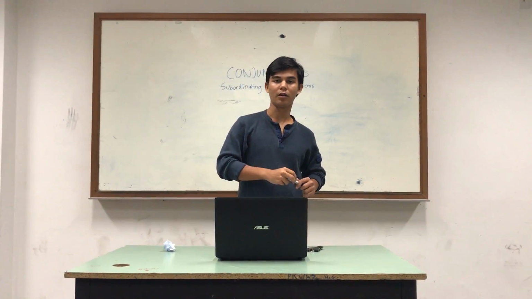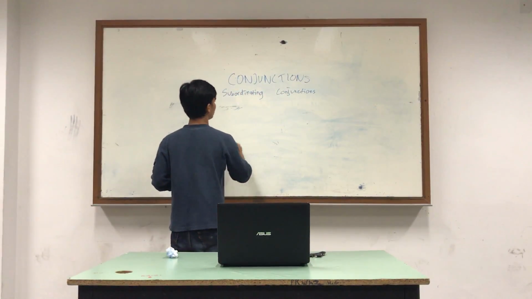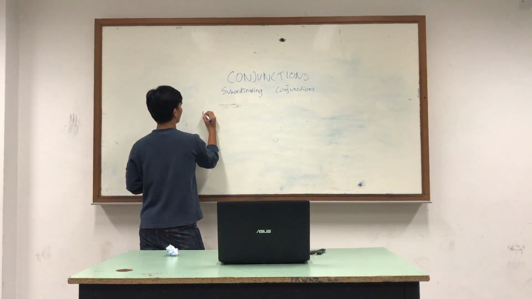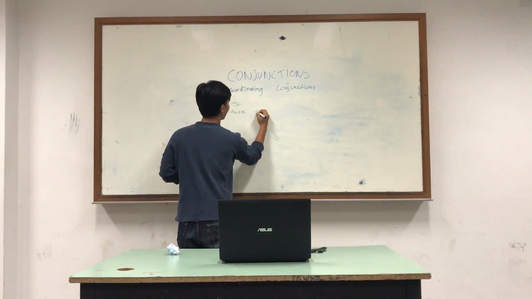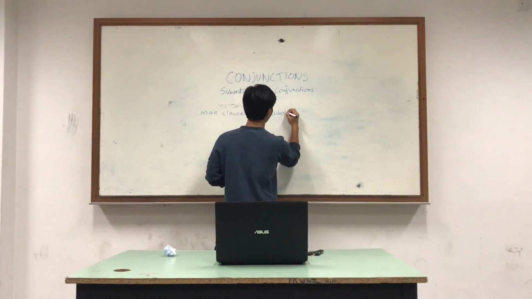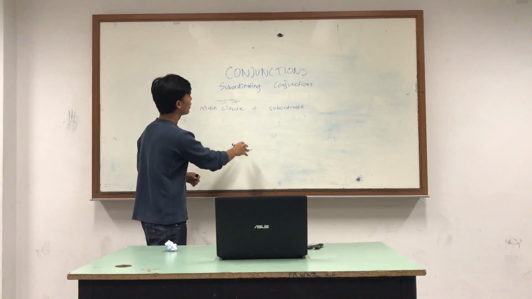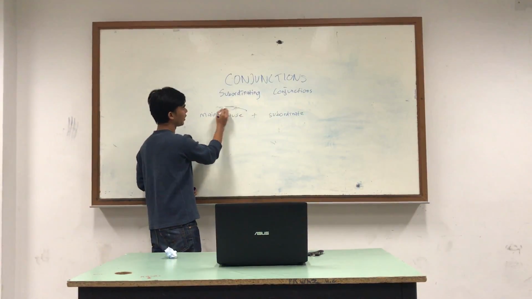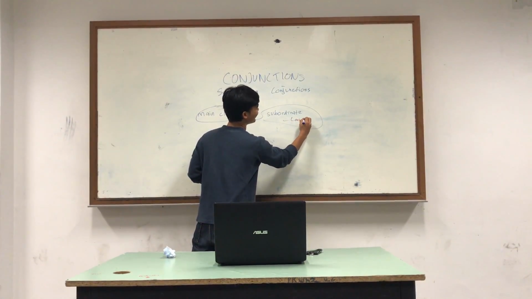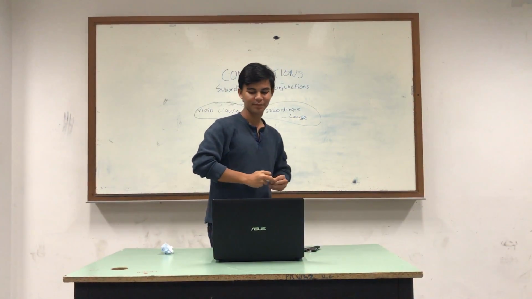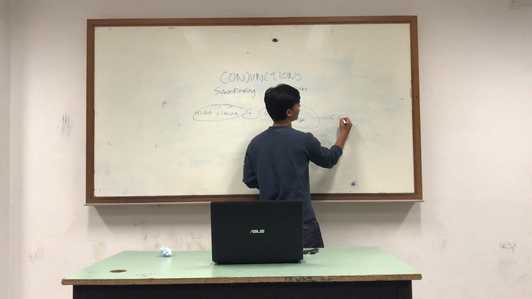Okay, a subordinating conjunction connects the main clause and the subordinate clause. This subordinating conjunction connects to this main clause by using the subordinating conjunction words to the subordinate clause. Okay, when we use this together, it is called a complete sentence.